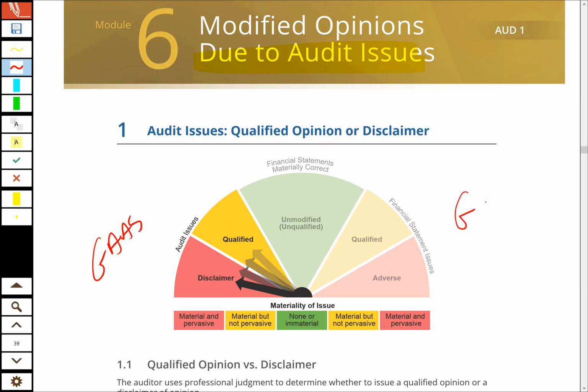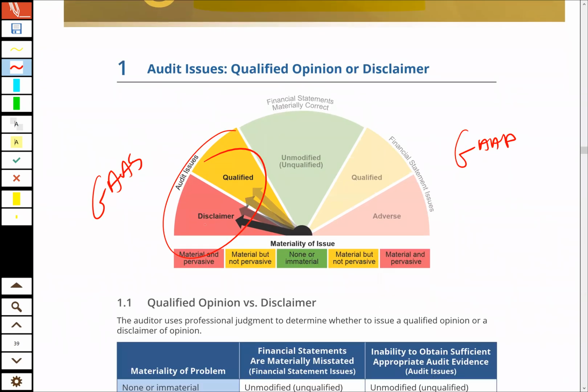This is the gap side. So now we're over here, and when we're over here, we're trying to decide between whether we should qualify or disclaim. When we're on the gap side, it's between qualified and adverse, and it is a matter of auditor judgment. The AICPA doesn't come in and say, if you have this many audit issues, then you go from qualification to disclaimer. It is an auditor judgment. What is the pervasiveness? How important was that audit procedure?